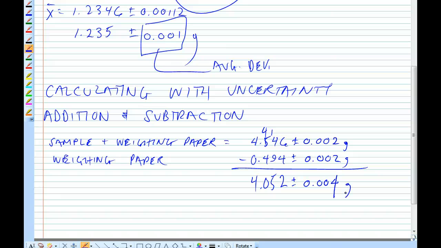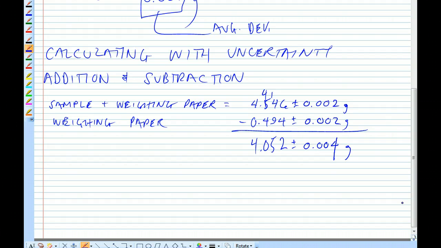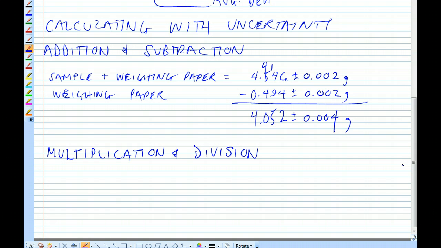Somebody had a hand up? No? So that's pretty simple, right? Unfortunately, multiplication and division is a little tougher. And let's start with an explanation of why. It turns out when you're multiplying and dividing numbers, you can't just add the uncertainties.